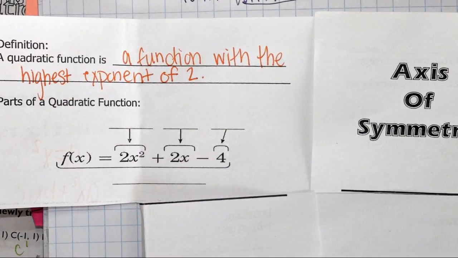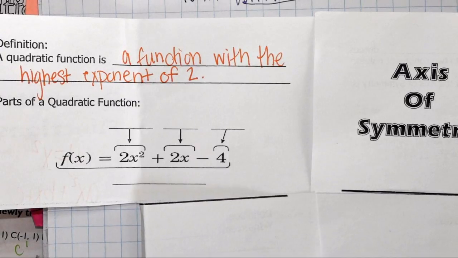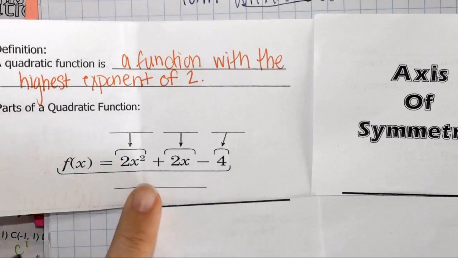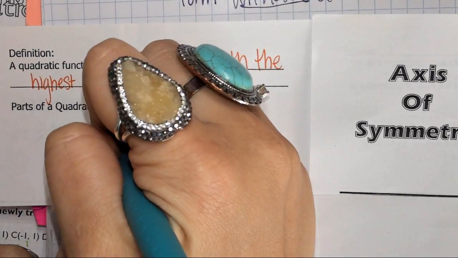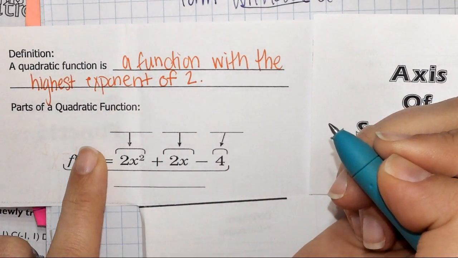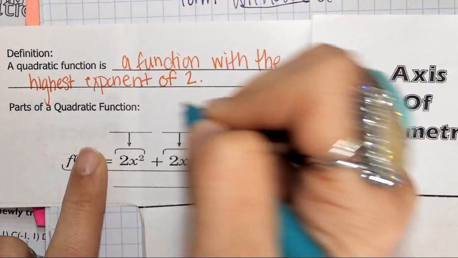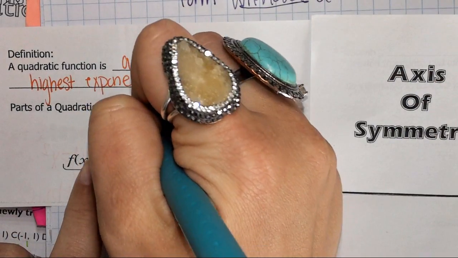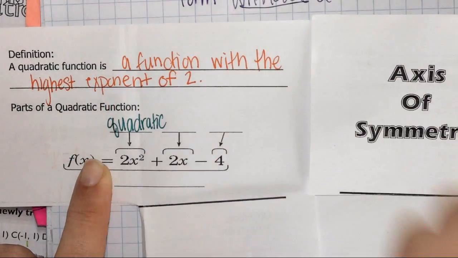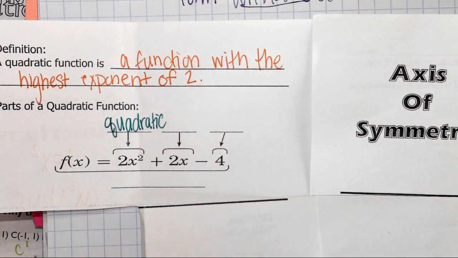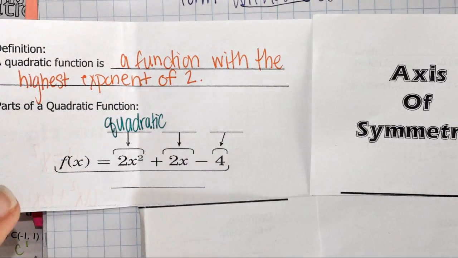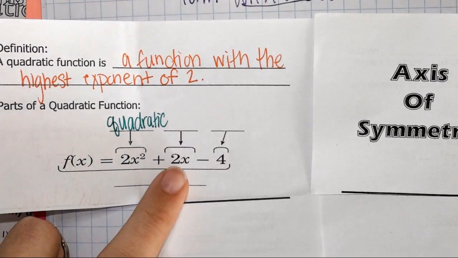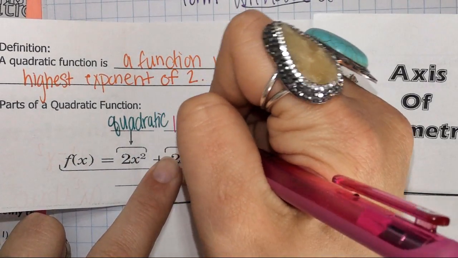How many terms are in this quadratic? 3. And we're going to name the different parts. Now, this has the exponent of 2. So this is our quadratic term. We're not doing like terms yet. Okay. This is our linear term.